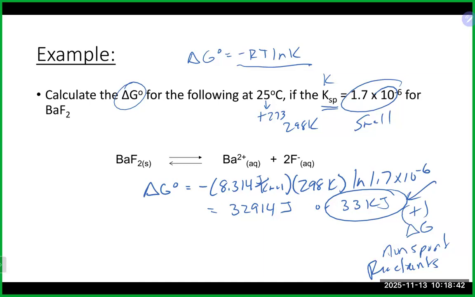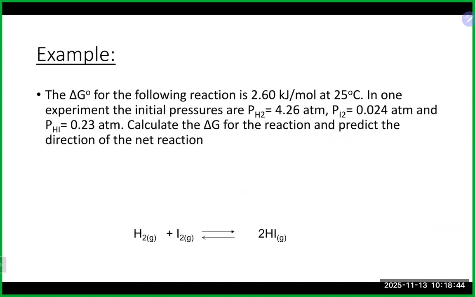All right. One last example here, I think. Delta G naught for the following reaction is 2.6 kilojoules per mole at 25 degrees. In one experiment, the initial pressure of H2 was 4.26, I2 0.024, and HI 0.23. What is the delta G for this reaction, and which way will this reaction go? Will it be products?